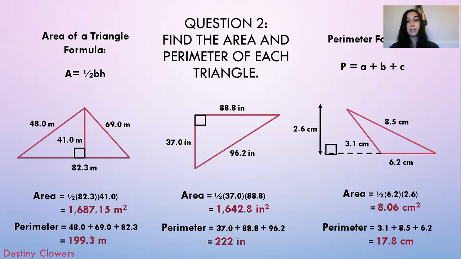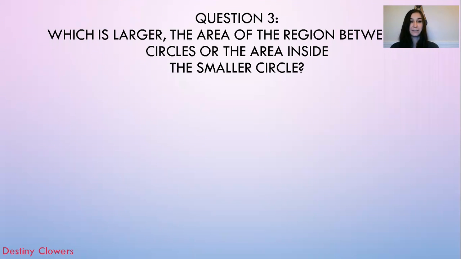Now for perimeter, we're going to measure the lengths of each side and we're going to add them together. So we've got 3.1. Now, like we said, this is a length, so that means we're going to use it for the perimeter instead of this, which is the height. So 3.1 plus 8.5 plus 6.2 equals 17.8 centimeters. So now we're finished with question 2, and we'll move on to question 3.